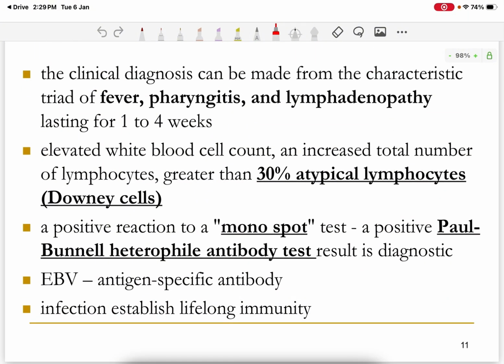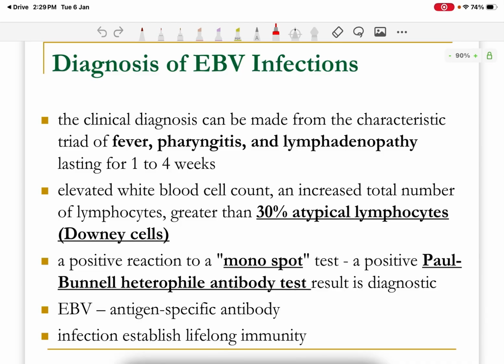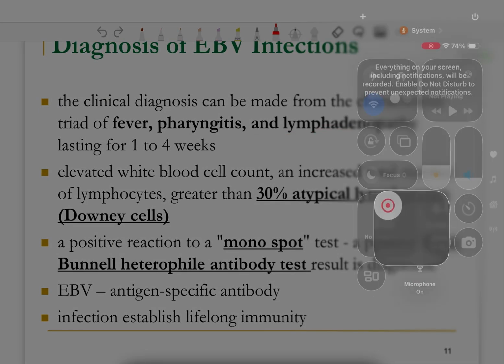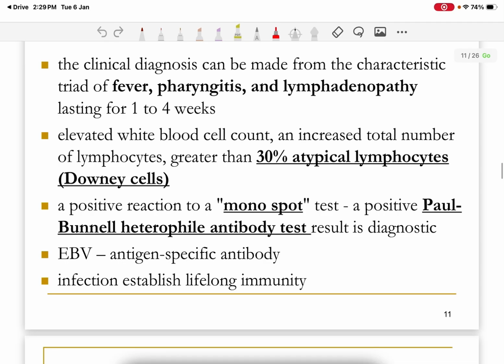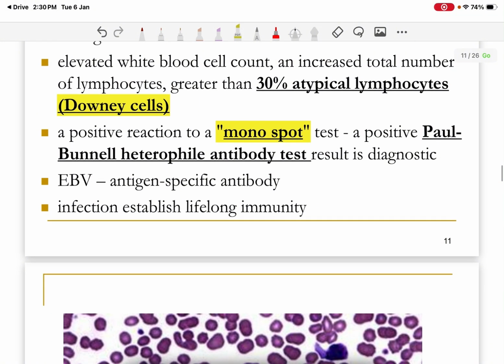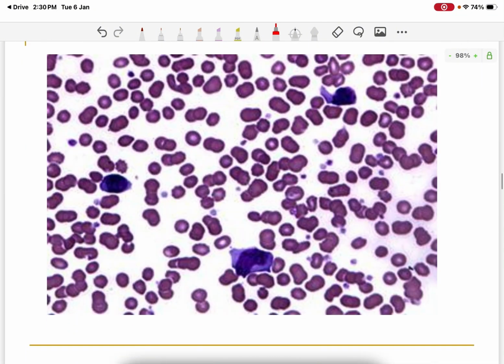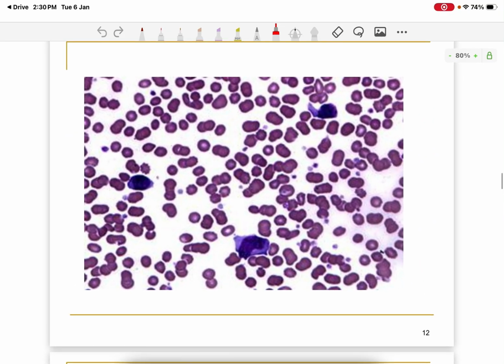The diagnosis, as we said, infectious mononucleosis: 1 to 4 weeks with this presentation is enough to establish that this guy is suffering from IM. 30% of the atypical lymphocytes are Downey cells. Okay? Monospot test or Paul Bunnell heterophil antibody IgM, which we discussed, for the diagnosis. The immunity is lifetime. Looking at this image is important from a pathology perspective, from the hemopoietic lymphatic system perspective, and for your exam.